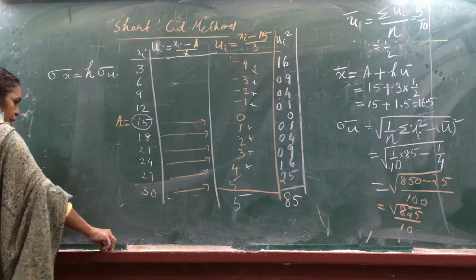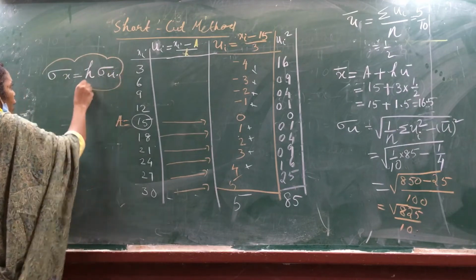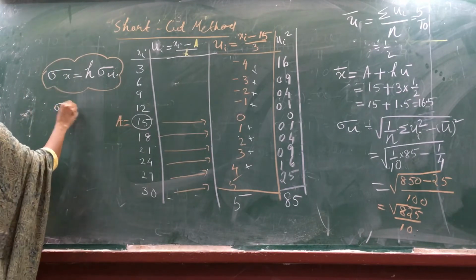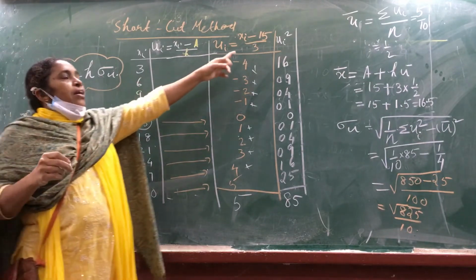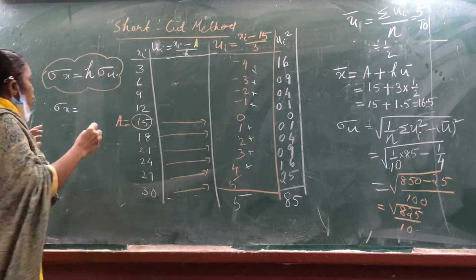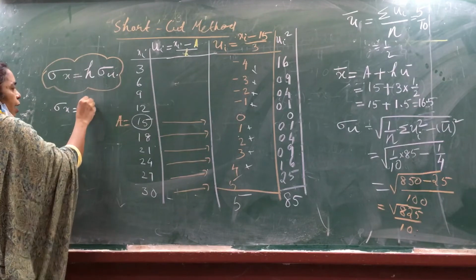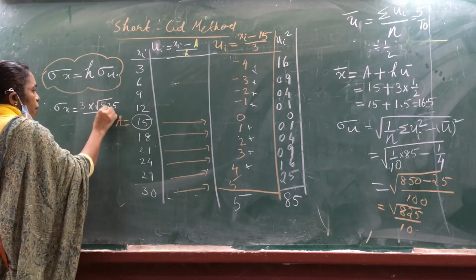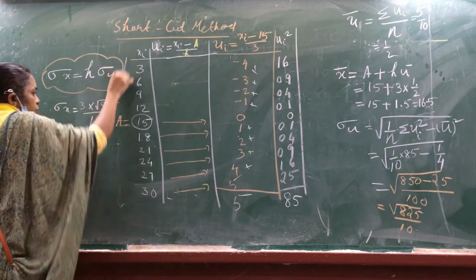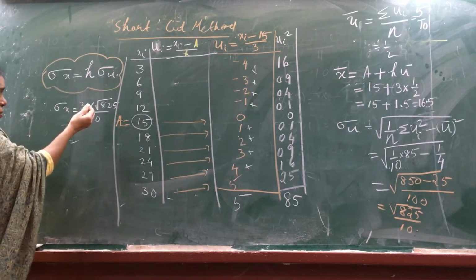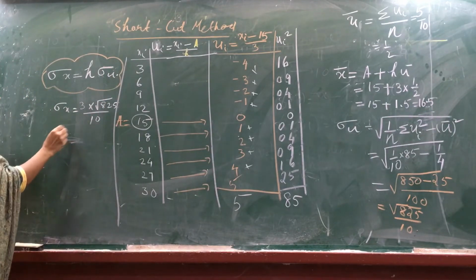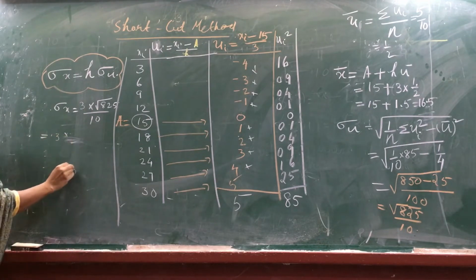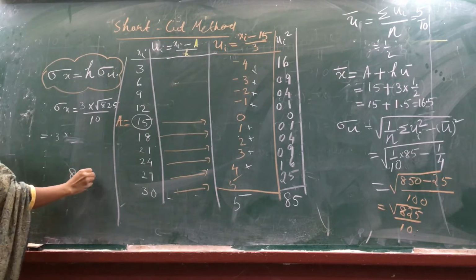This is very important. You can immediately find out sigma x. So what is sigma x for standard deviation? What was our h? H was 3. So your final answer is 3 into root of 825 by 10. Okay? How much it is? You have to find out. 3 by 10 is 0.3 into 825 का square root.